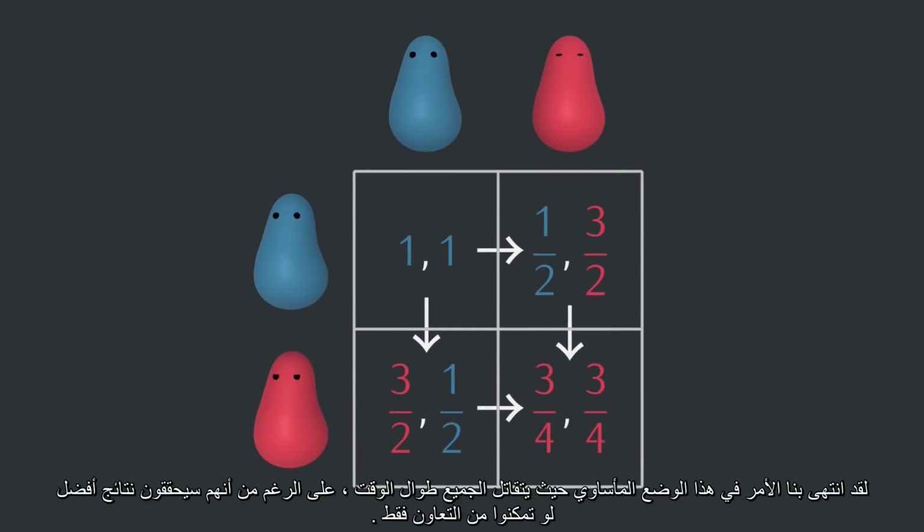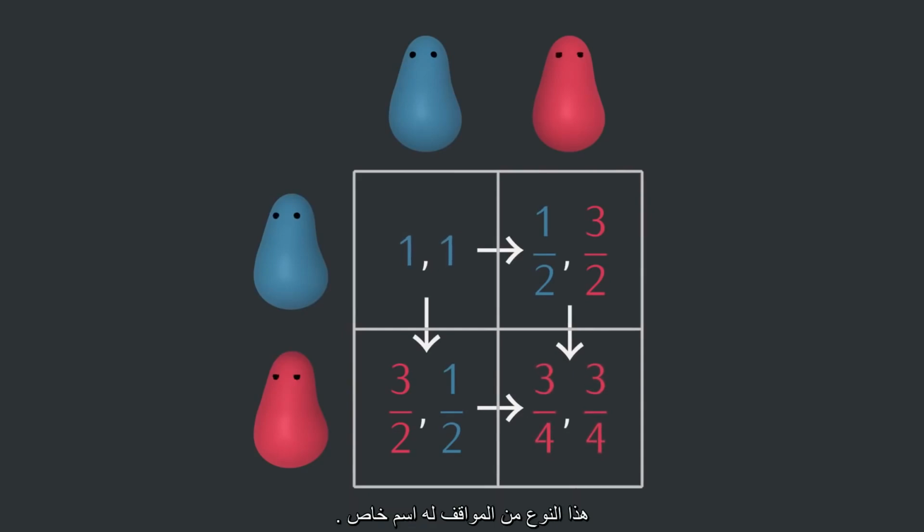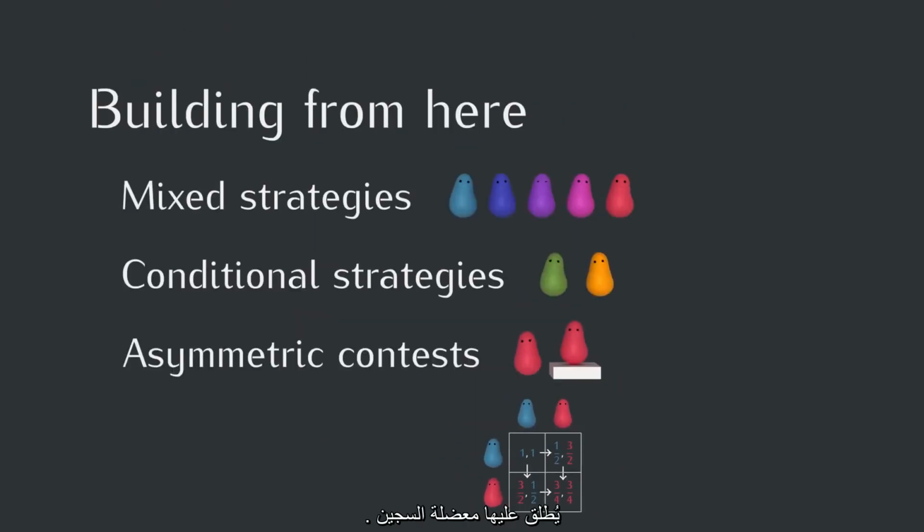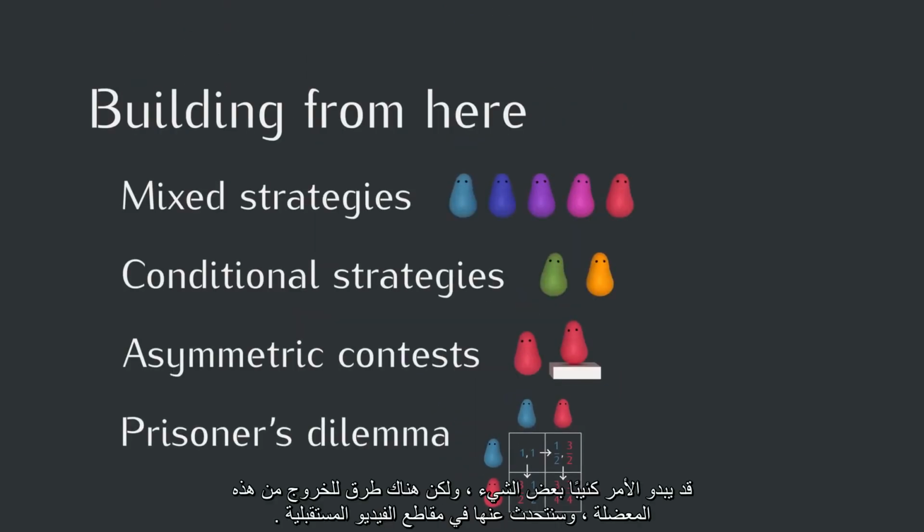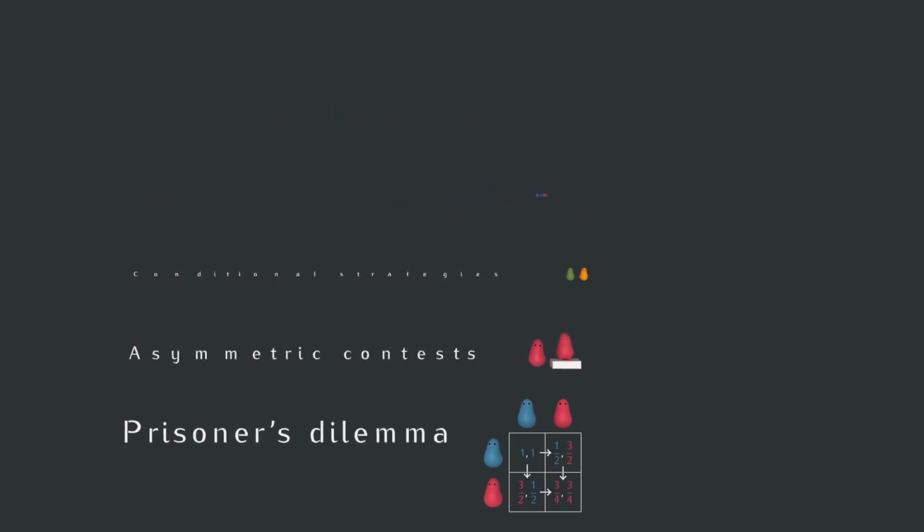We end up in this tragic situation where everyone's fighting all the time, even though they would do better if they could just cooperate. This kind of situation has a special name. It's called the prisoner's dilemma. It can feel kind of grim, but there are ways out of it, which we'll talk about in future videos. And I'll see you then.